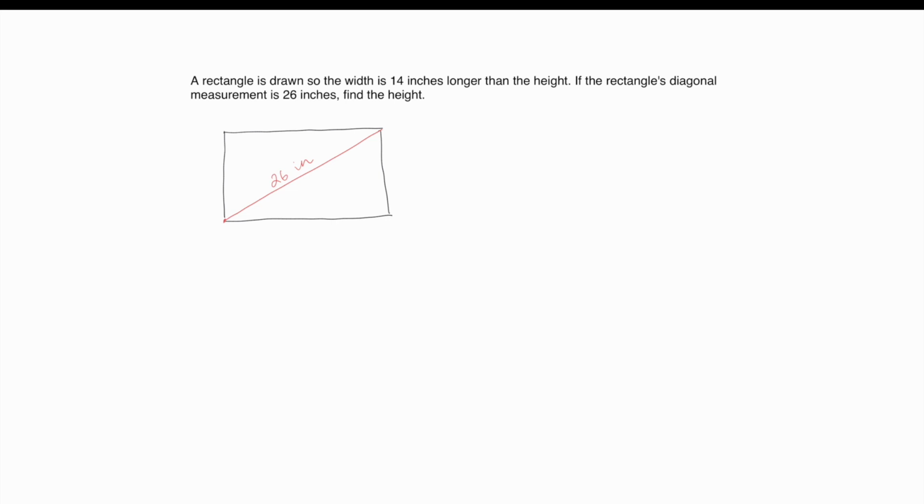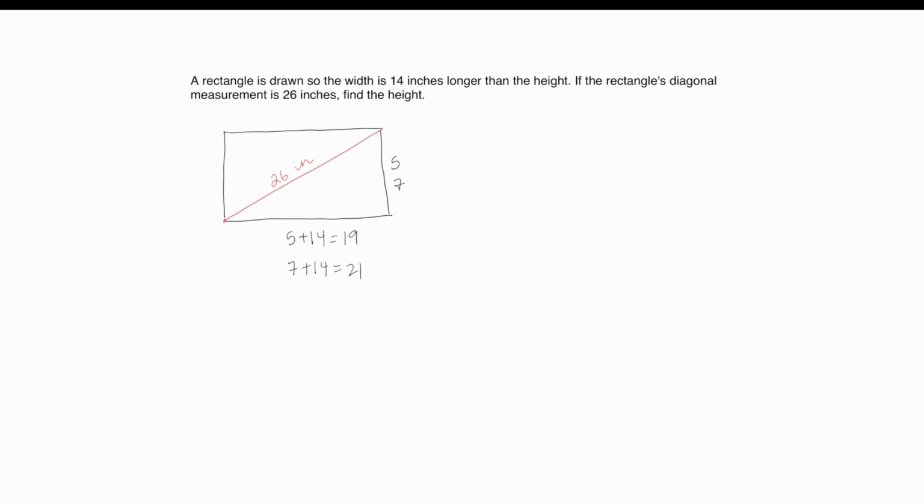I don't really have much more information about this rectangle except the fact that the width is 14 inches longer than the height. So let's say hypothetically my height was 5, and I'm just coming up with this number. Then the width would be 5 plus 14, which would make it 19. Again, these are just numbers that I'm coming up with, they're not from the problem. Or if the height was, let's say, 7, then the width would be 7 plus 14 because it's 14 inches longer, so that's 21 inches, and so on.